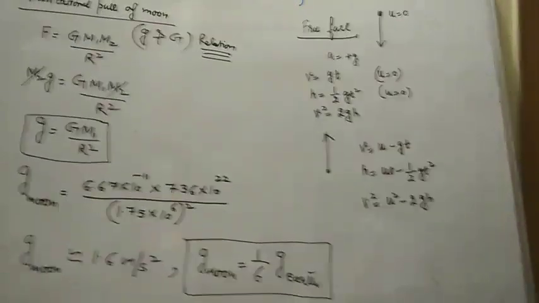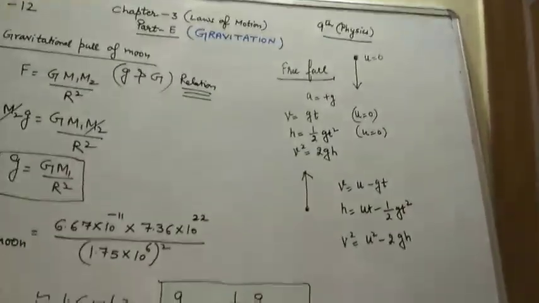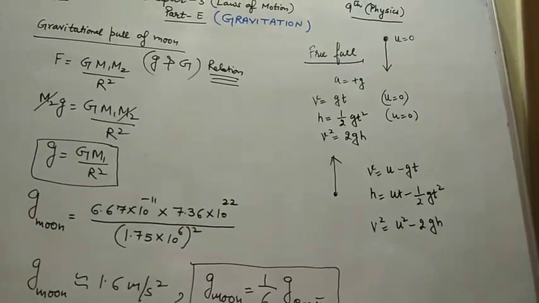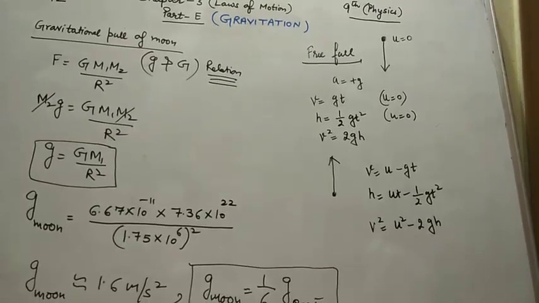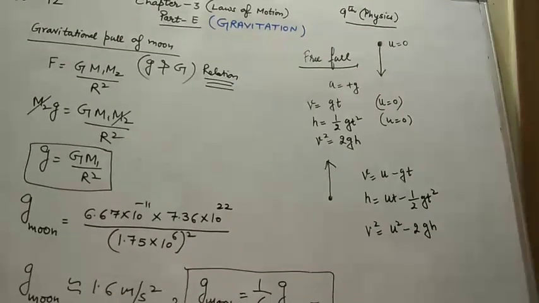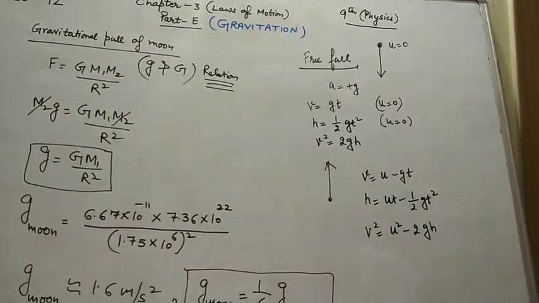Then there is a difference between mass and weight. That tabular form is given in your book, page number 77. From there you can study. It is very simple. From the lower classes we have been studying the same topic. So with this, your third chapter E part will also be over.